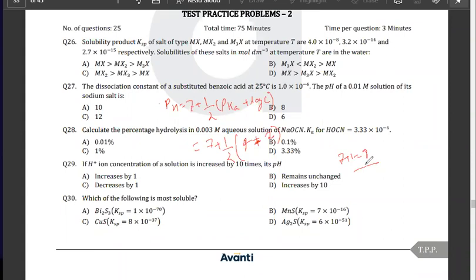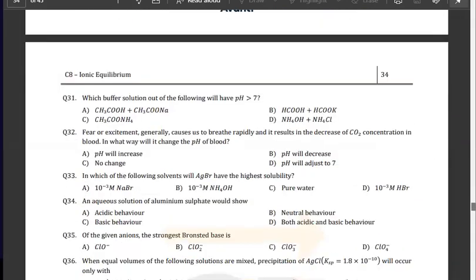Got it? Because we are asked to find the pH of this sodium salt, it will be the formula of hydrolysis. We are not asked to find the pH of an acid. Okay, guys? That was the concept. Yes or no? Ronan got this? Everyone got this? Okay, very good. Next is 32. Anyone have any more doubts?